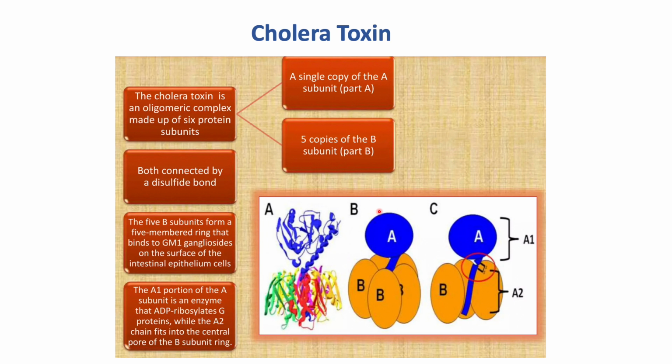These subunits include a single copy of the A subunit and 5 copies of the B subunit. Both these A and B parts of the subunits are connected by disulfide bonds. So the 5 B subunits form a 5-membered ring that binds to GM1 gangliosides on the surface of the intestinal epithelium cells. The A1 portion of the A subunit is an enzyme that ADP ribosylates the G proteins, while the A2 chain fits into the central pore of the B subunit ring.